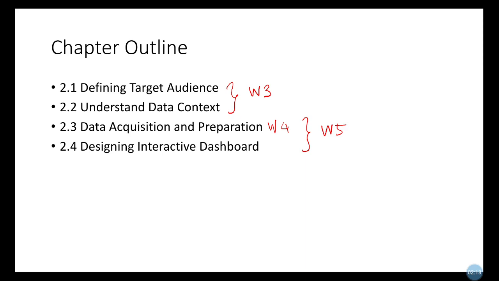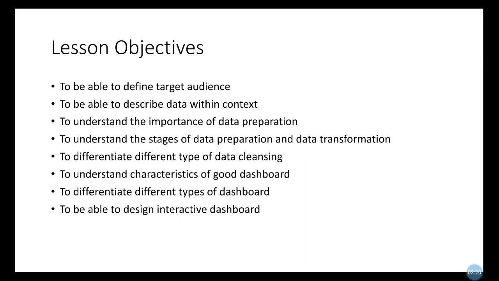These are the lesson objectives. There are quite a lot, as they comprise all the chapter outline. Today we will cover 2.1 and 2.2. The first lesson objective is to be able to define target audience: what is target audience, and who is target audience. The second is to be able to describe data within context, so we have to know the boundary or the scope of the data that we want to analyze and visualize later.